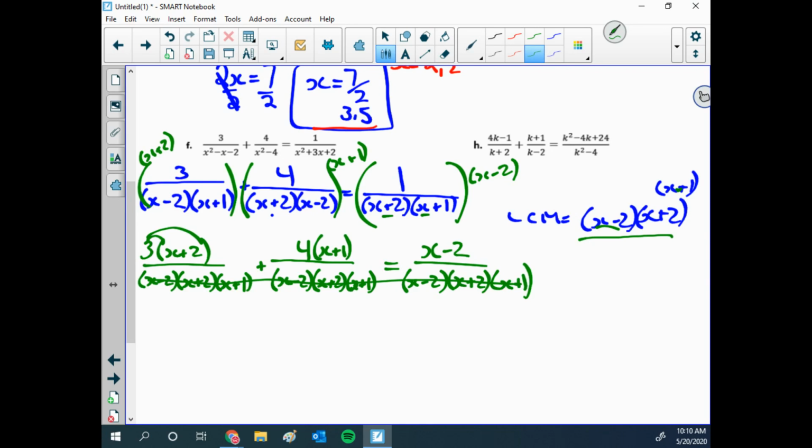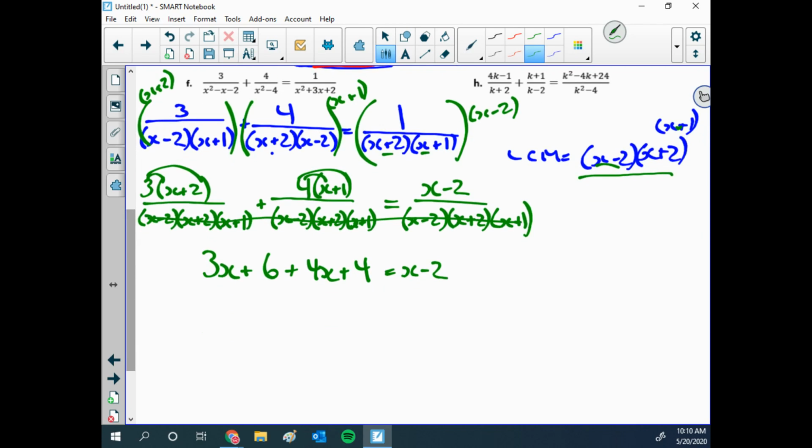So before I write my next line, I'm also just going to multiply. So 3 times x is 3x. 3 times 2 is plus 6. 4 times x is plus 4x. 4 times 1 is 4, which equals x minus 2. And so I'll solve by combining like terms here, first of all. So 3x plus 4x is 7x, and 6 plus 4 is 10, equals x minus 2.